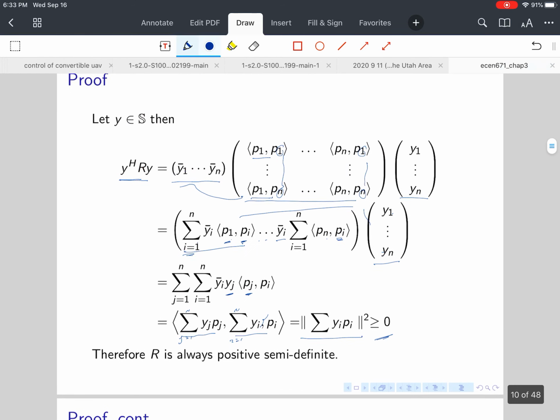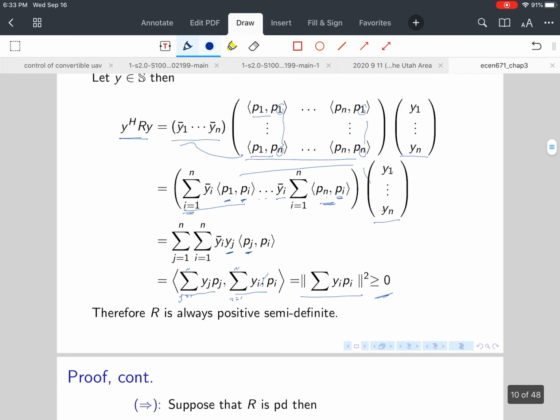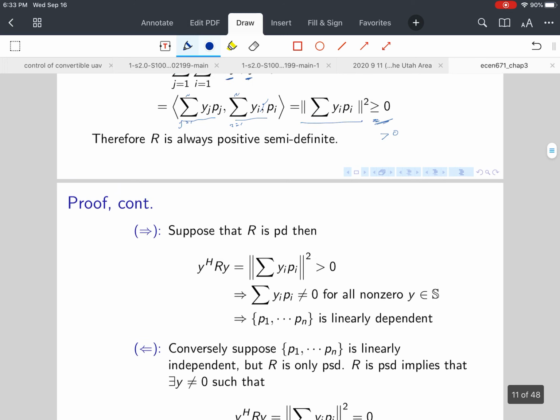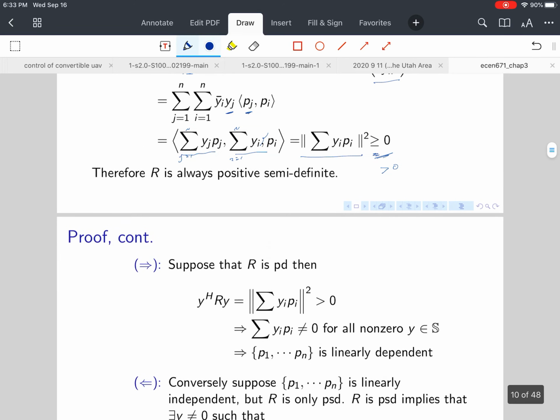We haven't said anything about linear independence. So now it's always positive semi-definite, and what we want to show is that if each of these Pi's are linearly independent, then this is not greater than or equal to 0, it's just greater than 0. And again, it's an if and only if. So we have to show that if R is positive definite, then the vectors are linearly independent, and if the vectors are linearly independent, then R is positive definite.